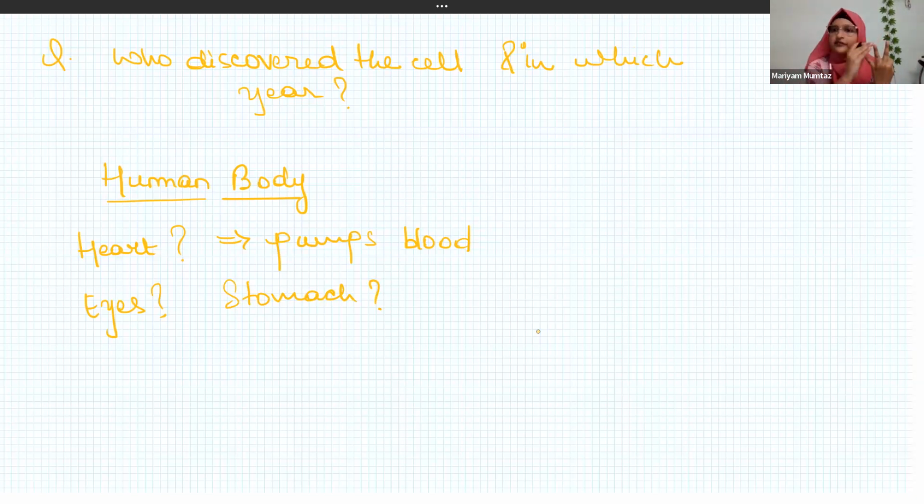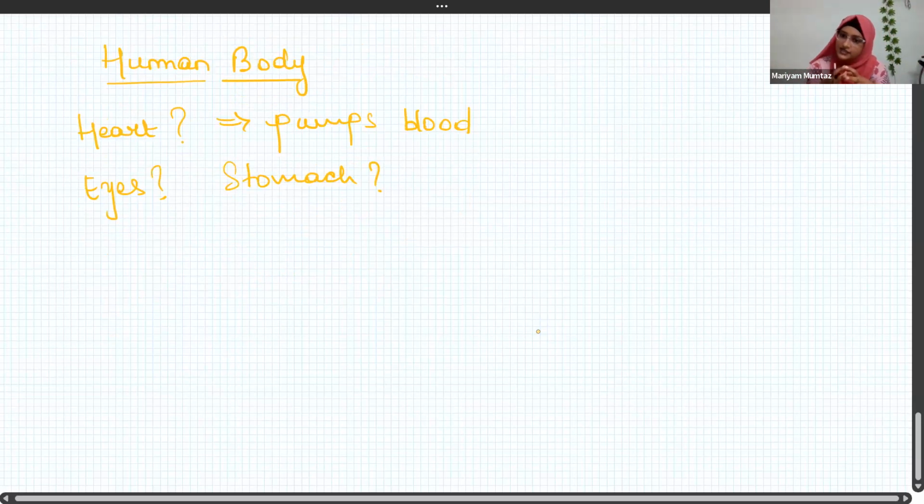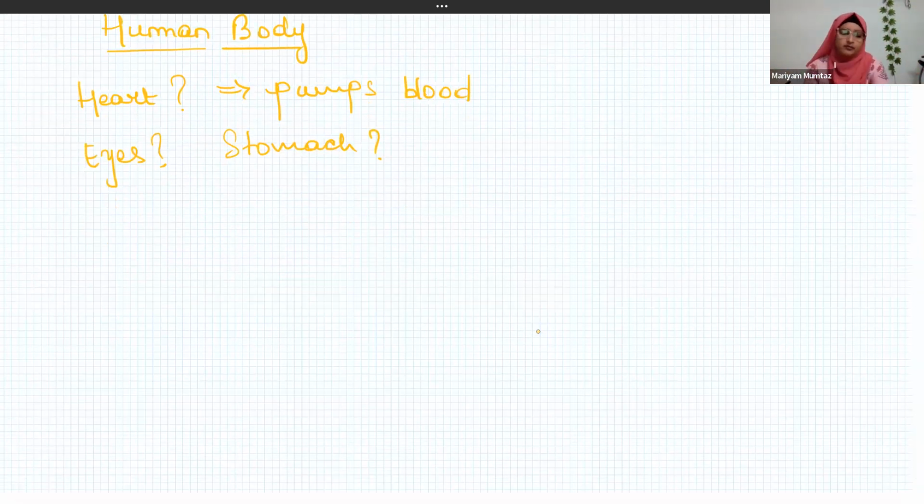All of these perform different functions in our same body, right? Even if it is mine or yours, your heart will pump blood. My heart will also pump blood, right? But my eyes won't pump blood for me. Will my stomach speak for me? No, right? So every organ in my body has a different function, which will be performed by it only. Same way, in cells also there are certain functions performed by different types of cells or the parts of the cell.